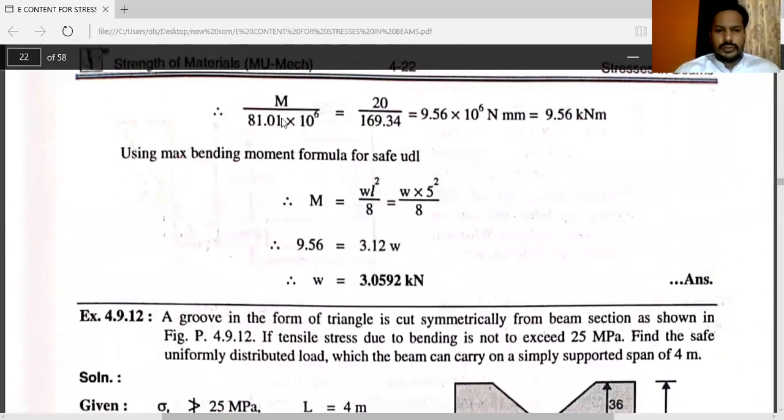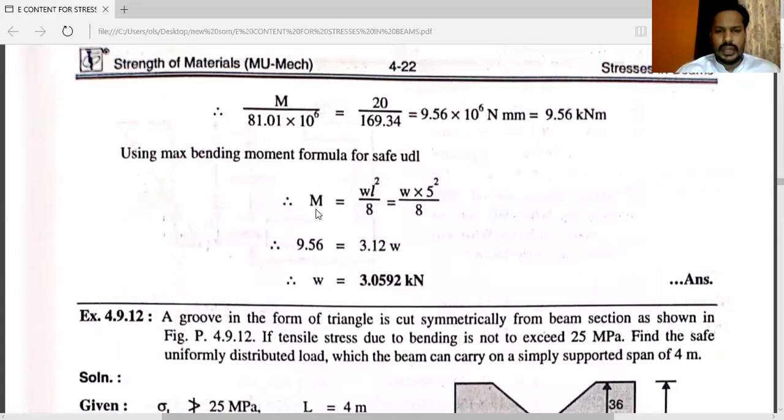Now, after getting the moment of resistance, we know that for a simply supported beam with a uniformly distributed load, M is equal to W into L square by 8. We have the length. So we have the value of M, we have the value of L. After putting the values, you will get the value of W in kilonewton. You can see here that this will be the safe UDL.